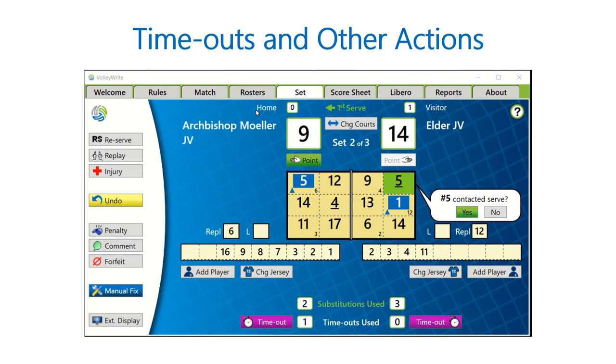Most of the information entered during a match includes points, substitutions, libero replacements, and timeouts, and an occasional undo. But if there are penalties and sanctions or injuries, use the buttons on the left side of the screen. There's a button there for reserves in high school scoring and replays, which are recorded in both high school and college.